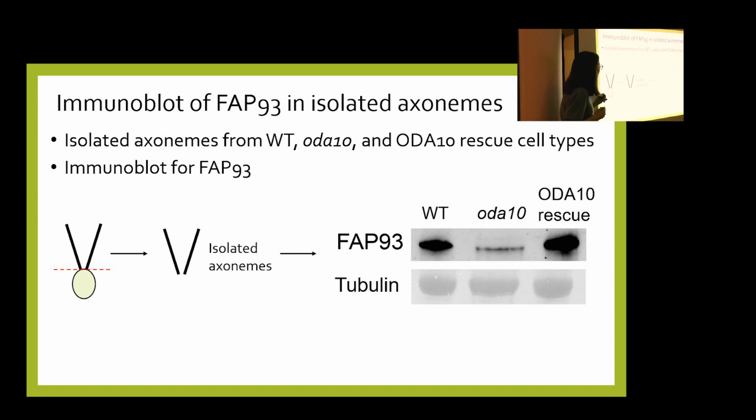So to illustrate, I isolate just those axonemes, and then I perform what's called an immunoblot. An immunoblot, or a Western blot, is a technique that's used to detect how much of a protein is present in a sample. What you're looking at in this top row is how much FAP93 is present in wild type, OTA10 mutant, and OTA10 rescue axonemes. Right below is showing how much tubulin is present in those axonemes. Once again, FAP93 looks so much more reduced in the OTA10 mutant compared to the wild type and OTA10 rescue axonemes. To actually quantify this, I compared each FAP93 band density directly to its tubulin band.